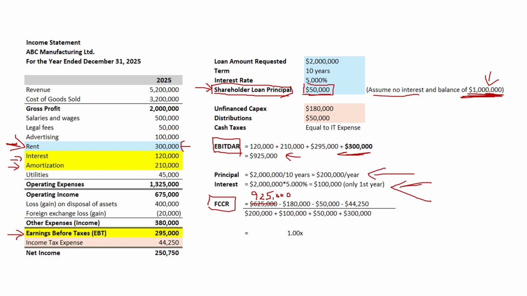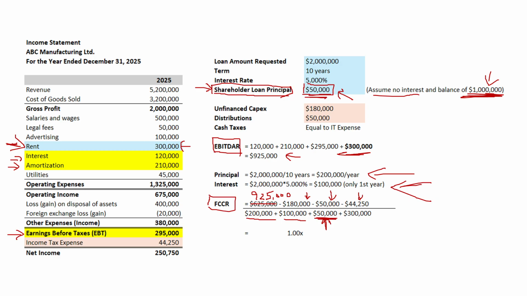You're going to still subtract the unfinanced capex here, the distributions, and then the cash taxes. Everything else is exactly the same on top, and on the bottom everything is the same except now you notice you're also adding in the principal payment for the shareholder loan, because remember the formula a couple slides ago, it's all mandatory debt repayments. So if they have this shareholder loan that they're on the hook for, we have to add it to the bottom as well.